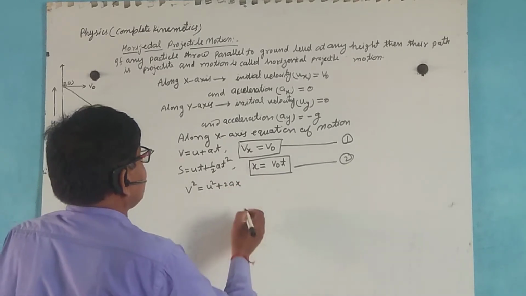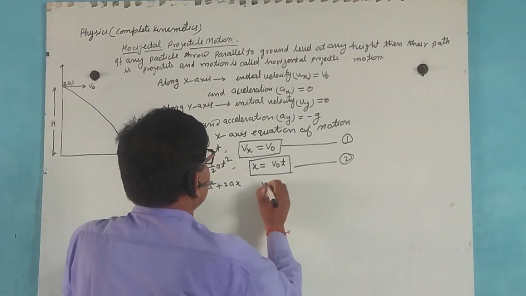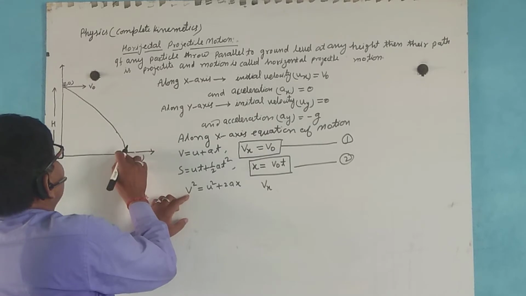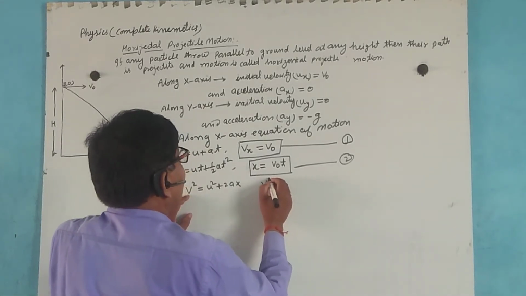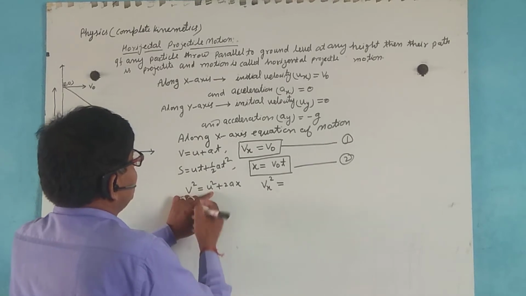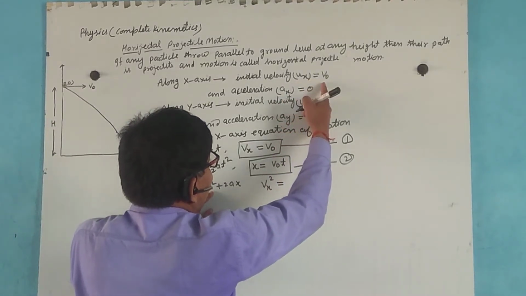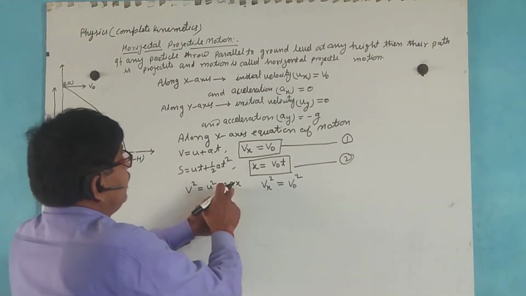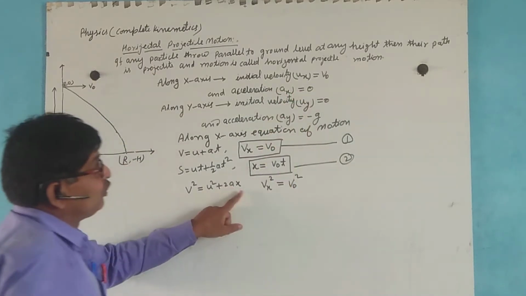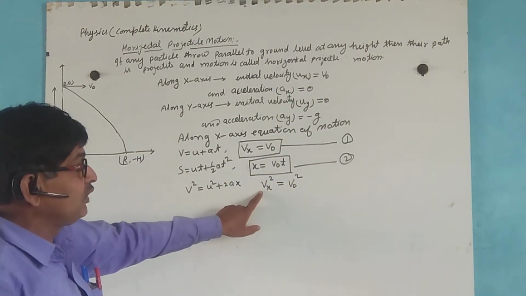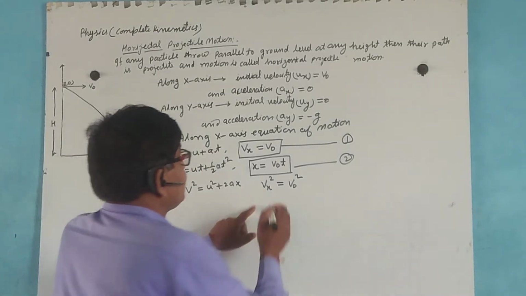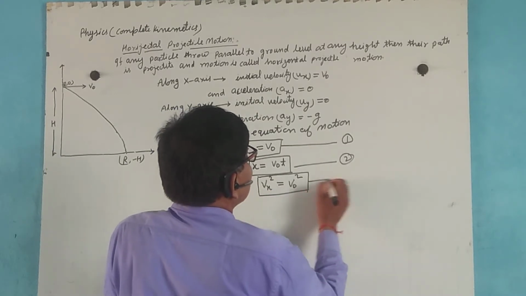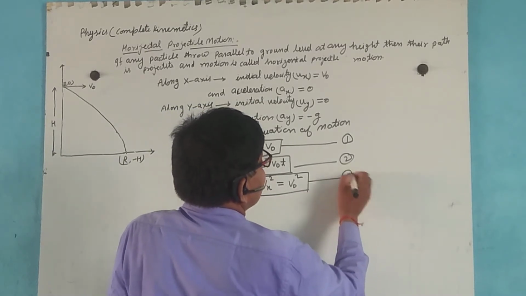Now the third equation of motion, v square is equal to u square plus 2ax. Here the final velocity is vx, so vx square equals ux square, which is v0 square, and a along the x-axis is 0, so the equation becomes vx square equal to v0 square. This is the third equation of motion.